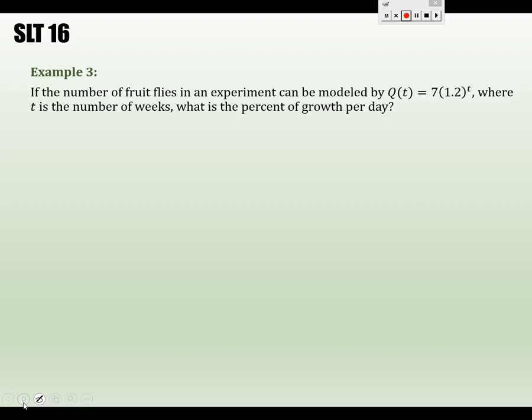Okay, last question, and then I'm going to let you loose on the other worksheet that we have for you today.